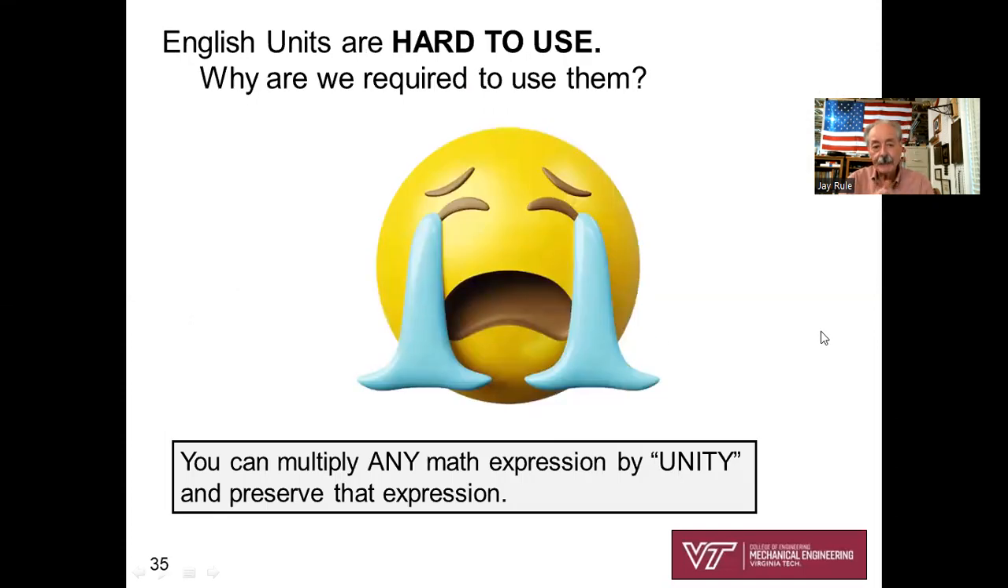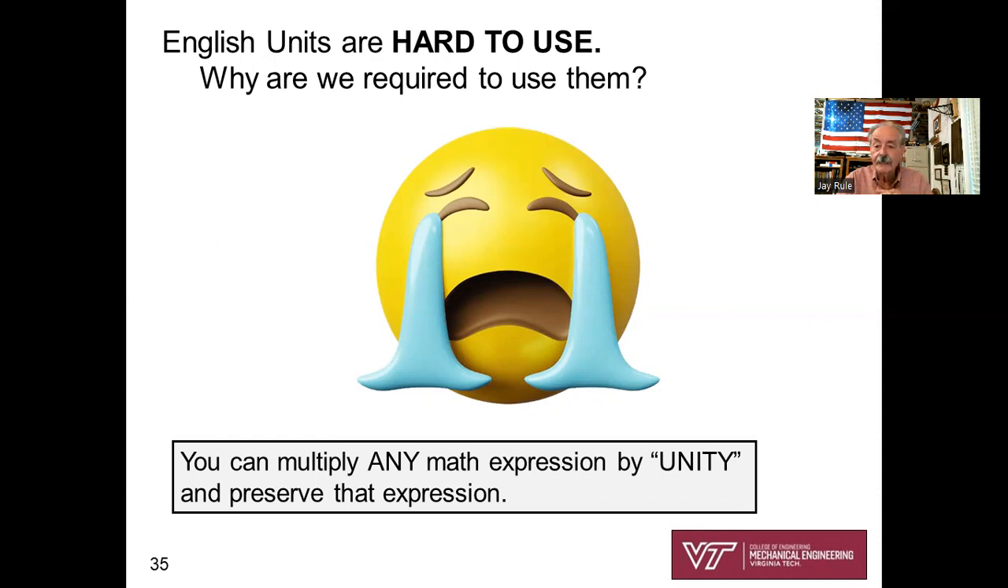Okay, I feel your pain. English units are hard to use. There's no getting around that. Don't let anybody convince you, oh, it's easy, it's a snap. It is not. English units are tough. So why are we mean people, mean engineers and instructors? Why are we requiring you to use English units?